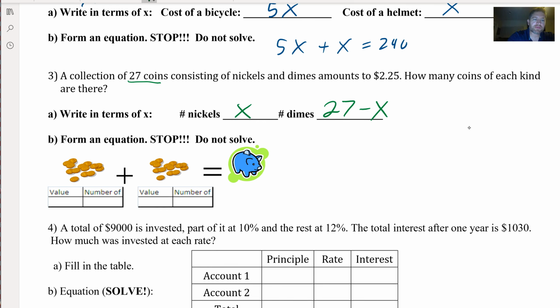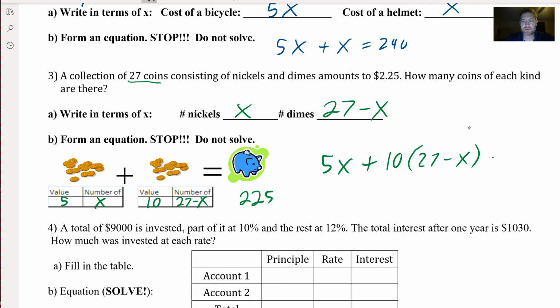We are dealing with nickels. What's the value of a nickel? It's 5 cents. And there are x of them. What's the value of a dime? 10 cents. And there are 27 minus x of them. And this has a total value of 225. You can also put decimals in there and it'll work the same. So our equation becomes 5x plus 10 times 27 minus x equals 225. And that's how you do every single value problem.